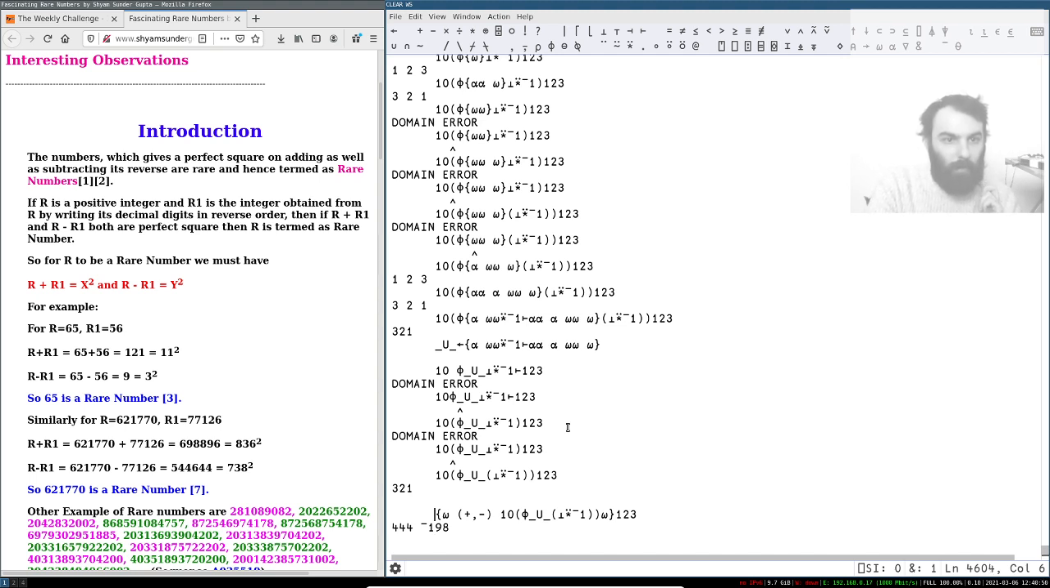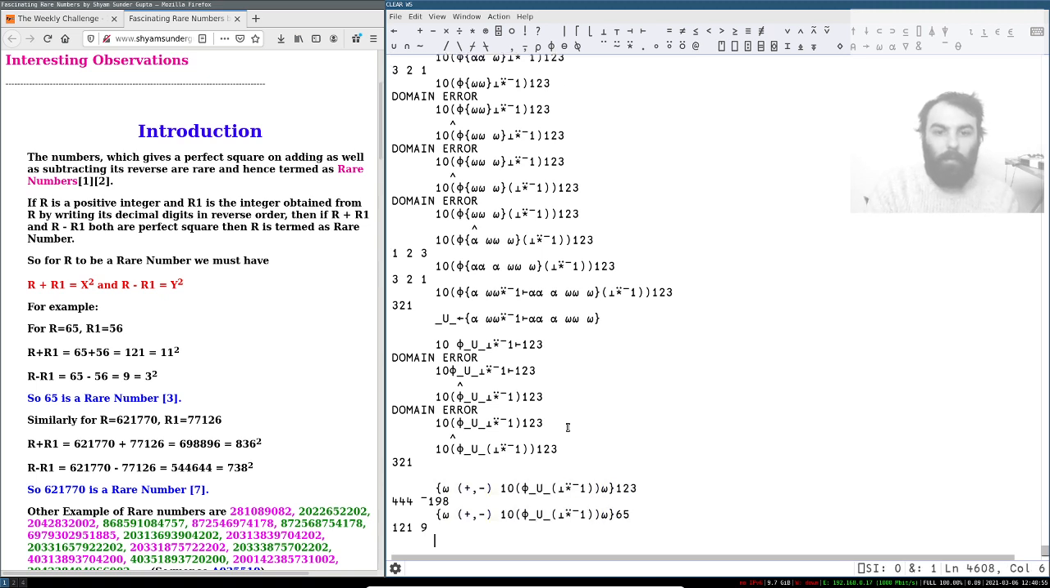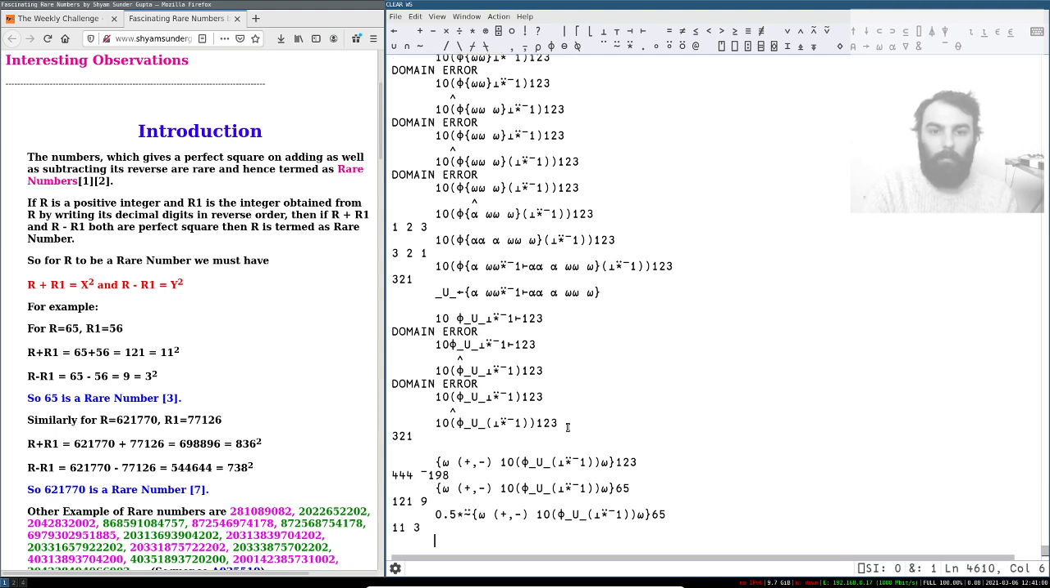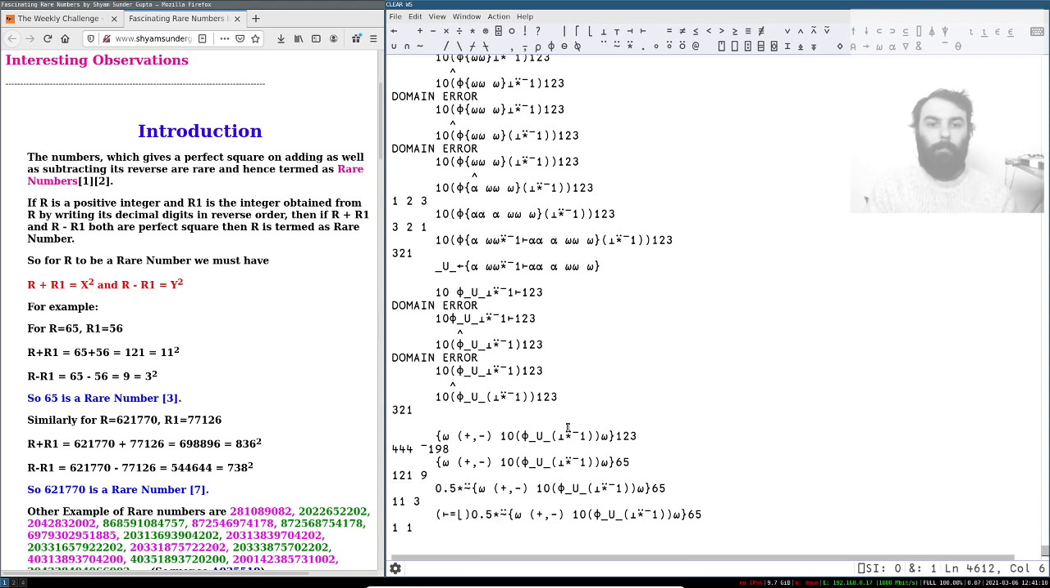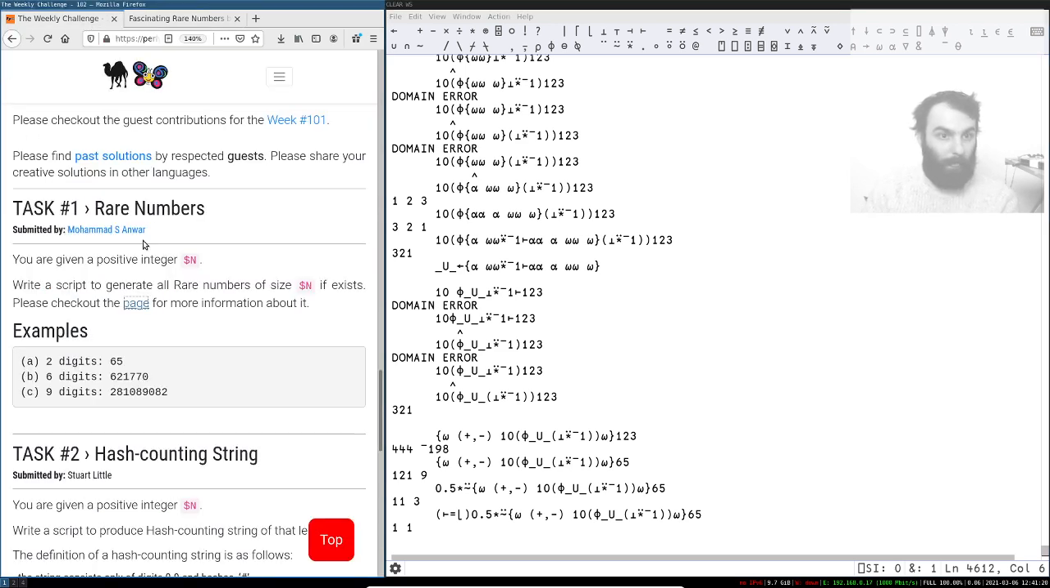For example, for 65 we have 121 and 9, and the square roots are whole numbers. To check if something's a whole number you just check whether it equals its floor or ceiling, because if you round a number down and get the same number, then it is a whole number. And that checks if something's a rare number. And then what's the actual challenge again? Generate all the rare numbers of size n if they exist.